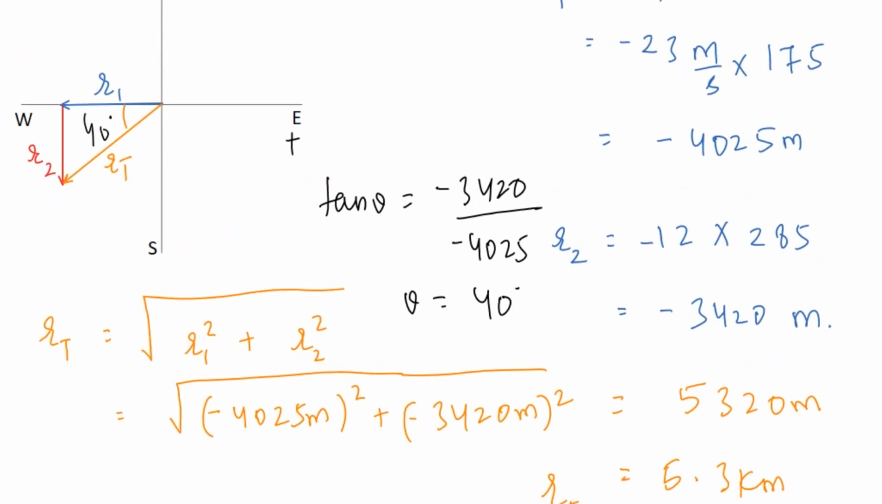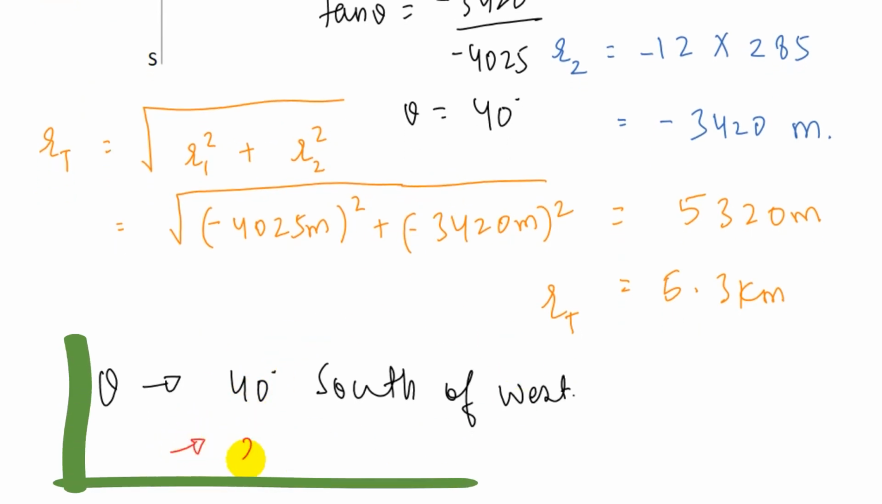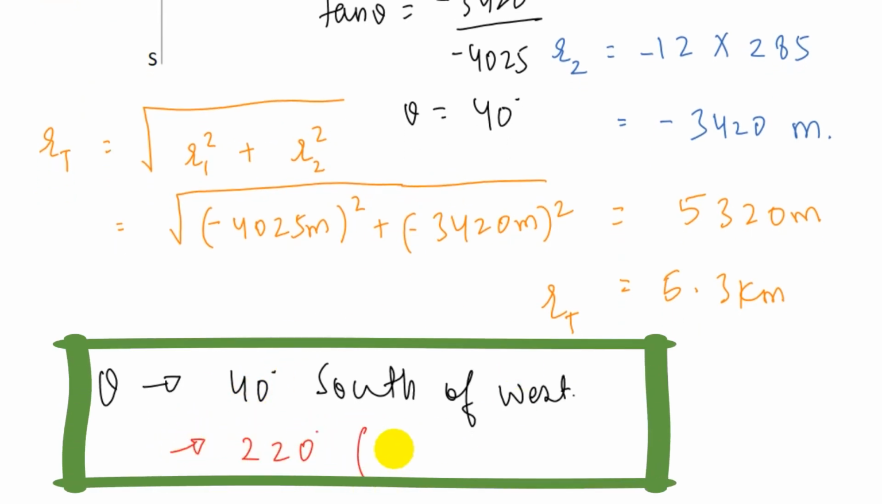And another way to give the answer is, we always measure our angle from the positive x-axis. So we can give this angle also to be our theta, which is 180 plus 40 degrees, that is 220 degrees. So either you can write this answer, or you can write it's 220 degrees from the positive x direction.